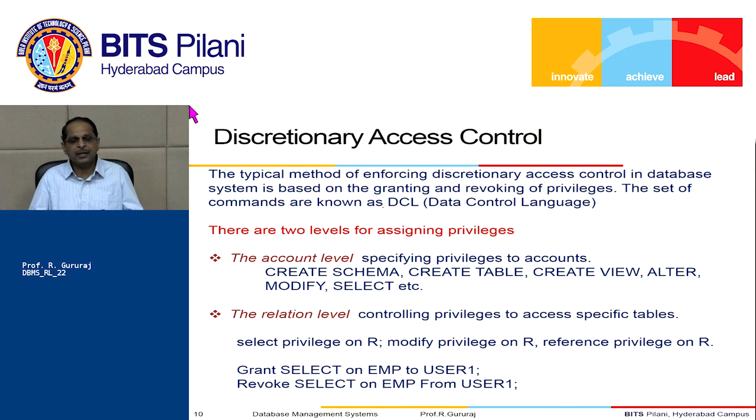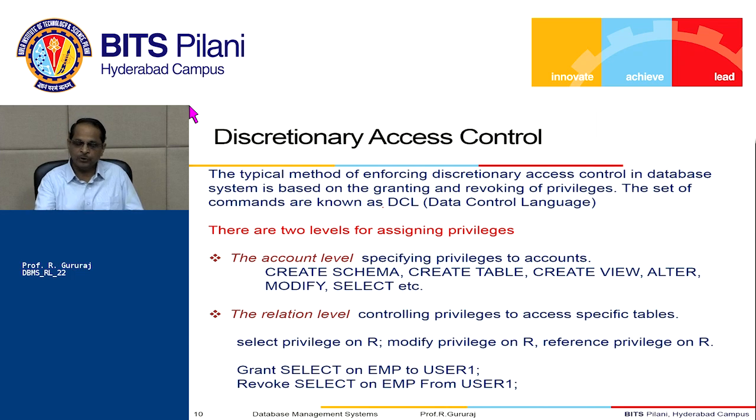And the privileges can be granted at relation level. That is, the privileges can be granted at different levels of granularity. I can do it at the account level or user level, or I can also do it at the individual relations level, controlling privileges to access specific tables. I can grant the select privilege to some user on a given relation. I can also grant the modify privilege on a given relation to a given user, and so on.